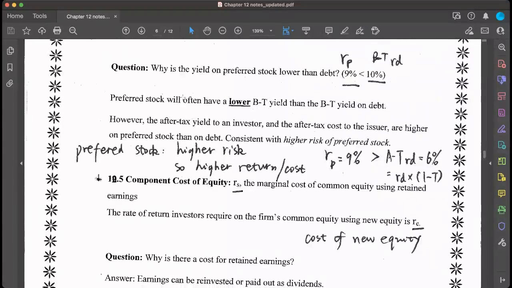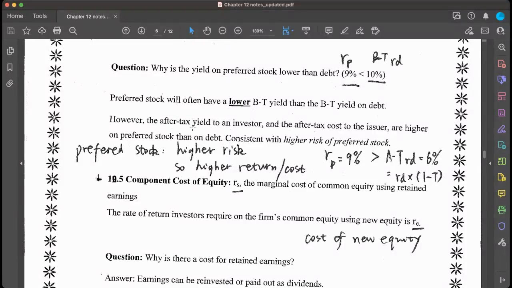It's difficult to raise additional funds, and preferred stockholders may gain control of the firm. Another question: why is the yield on preferred stock lower than debt? If we look at before-tax yield, the cost of preferred stock is 9%, and the cost of debt is 10%. So preferred stock will often have a lower before-tax yield than the before-tax yield on debt.